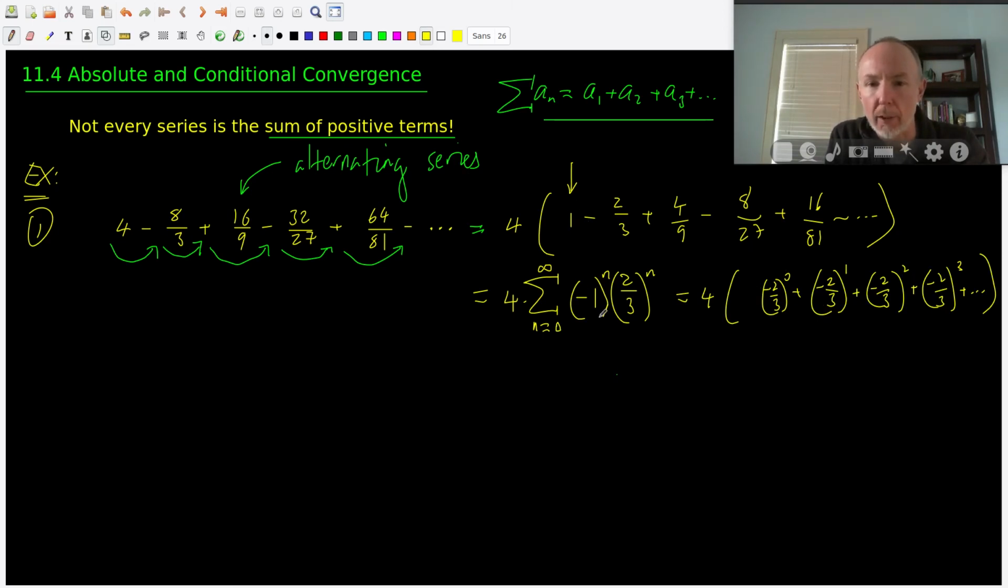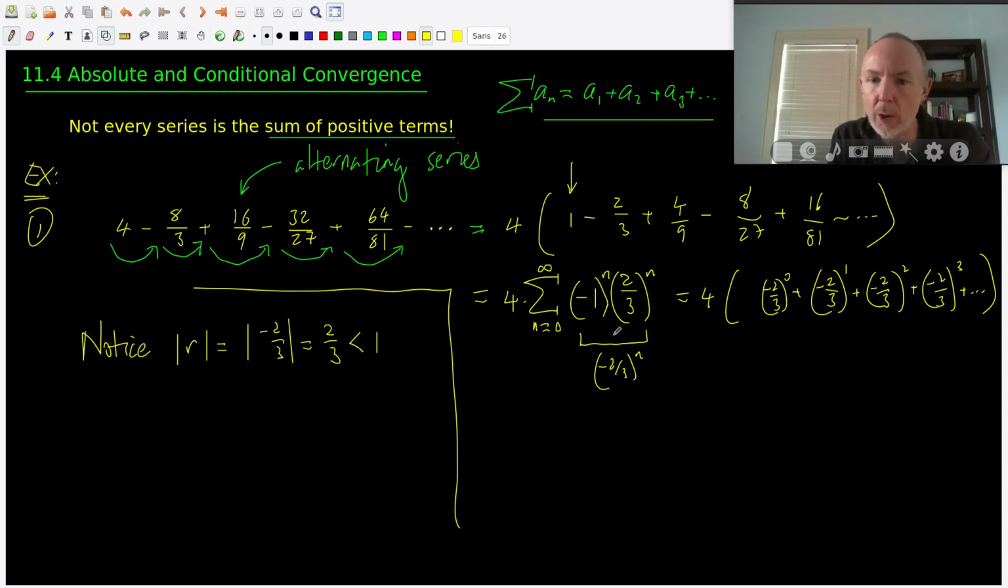I've combined them. I could write this as -2/3 all to the power of n. But the first one just yields 1. This gives -2/3, so we get the right sign. This is positive 4/9, so we get this value, and so on. So this is a geometric series. We know what it converges to. If it converges, we can calculate that. But it's also a series that doesn't have positive signs for every term. So in this case, the value of r here is -2/3.